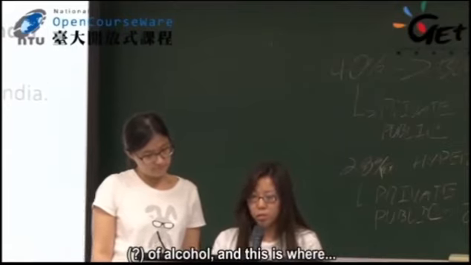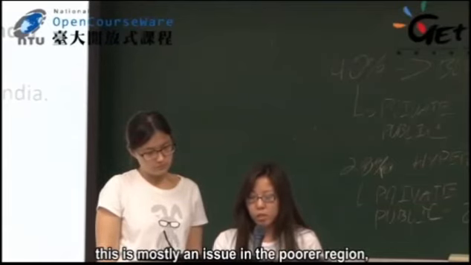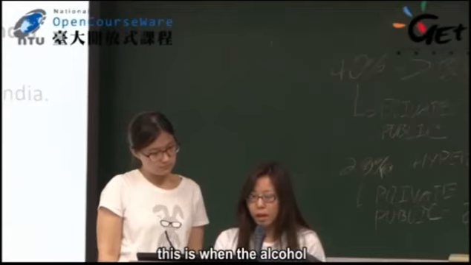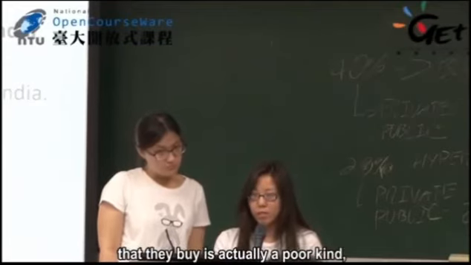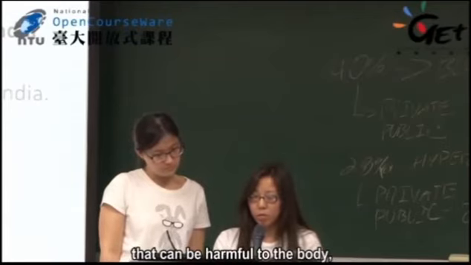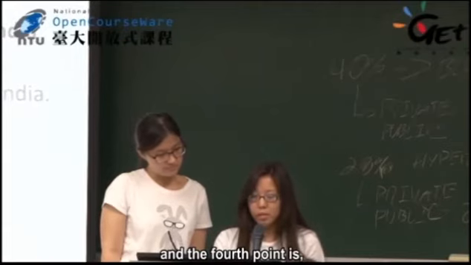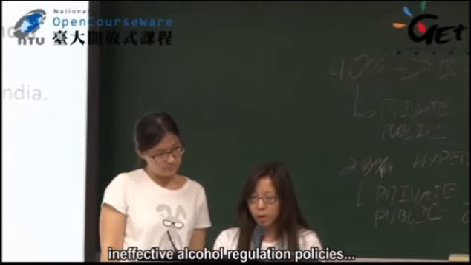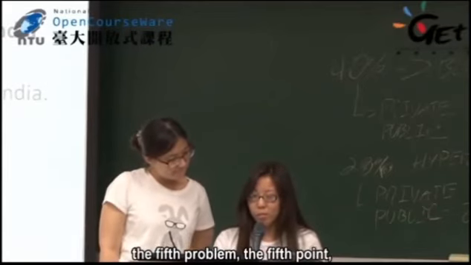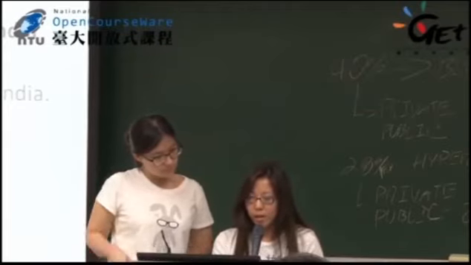The third is adulteration of alcohol, and this is mostly an issue in the poorer regions, when the alcohol that they buy is actually of a poorer kind, and it's usually mixed with other ingredients that can be harmful for the body. And the fourth point is ineffective alcohol regulation policies, and we'll discuss this later. The fifth point is a lack of trained professionals who treat alcohol abuse.